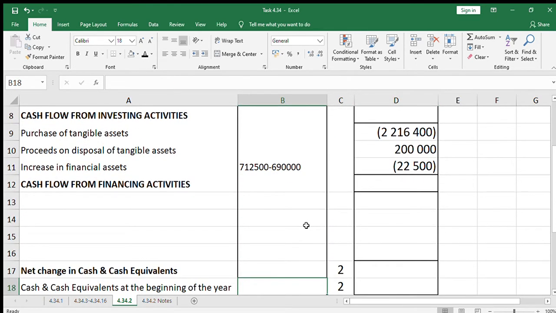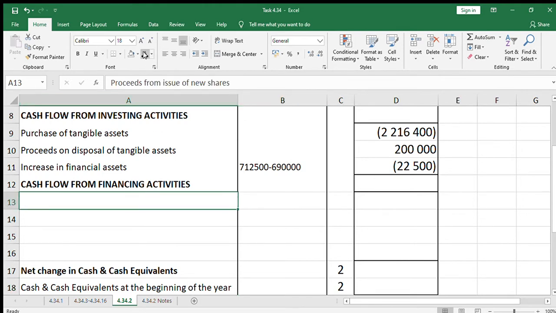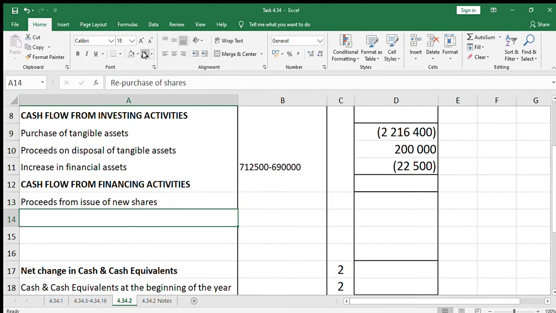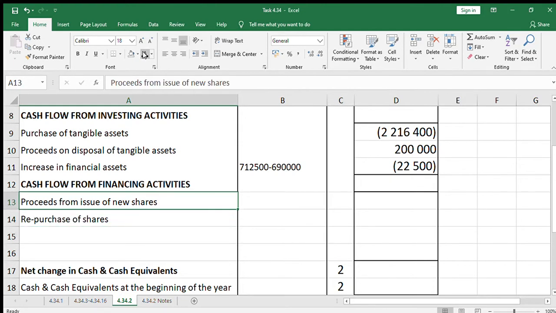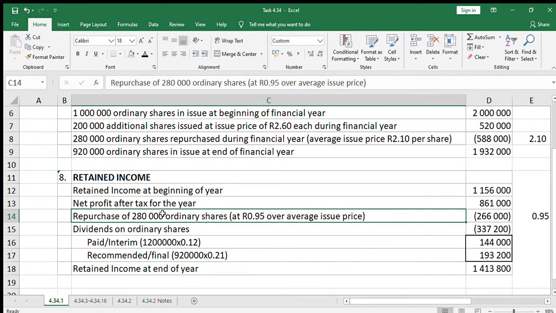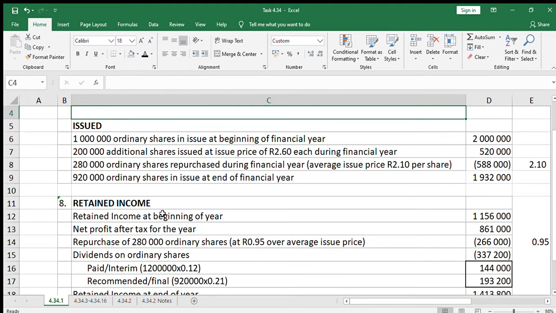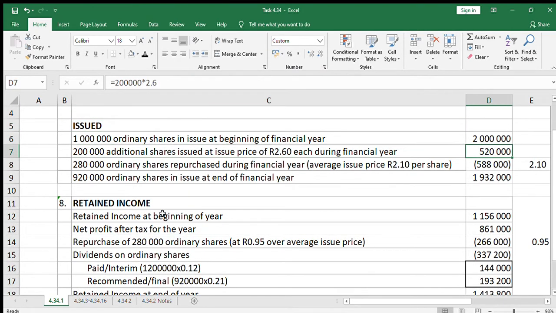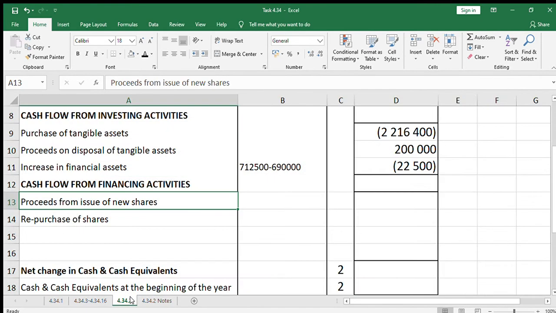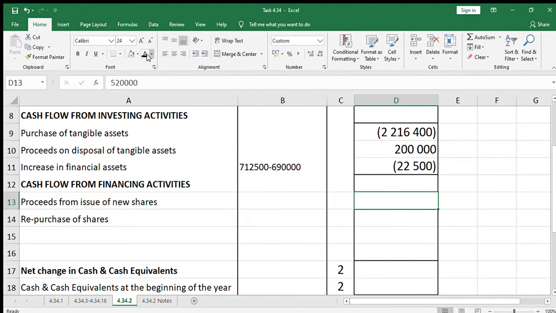Now we're going to worry about our financing activities. What happened with the shares? New shares were definitely issued. Shares were also repurchased. If we look at our note 1, we can look at our ordinary share capital note here. Shares were issued at 260, so we've got 520,000 rand. Proceeds from issue of new shares.